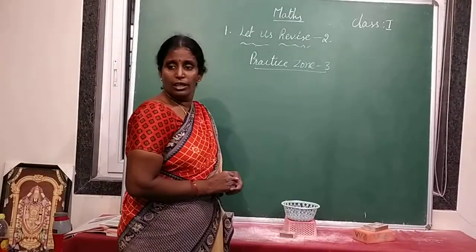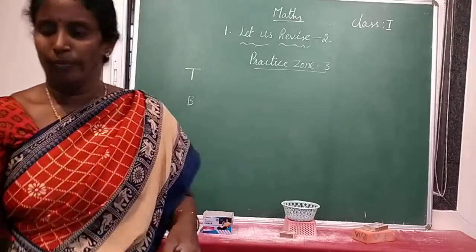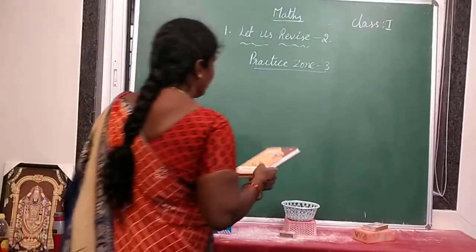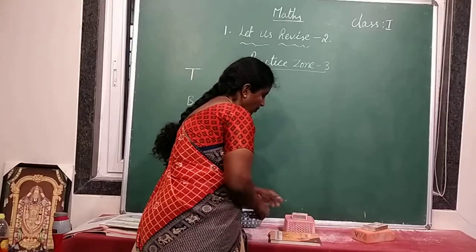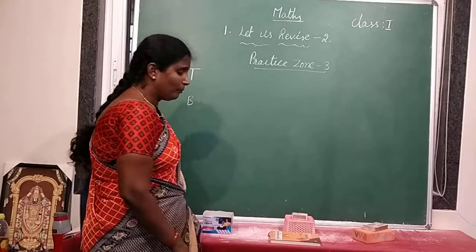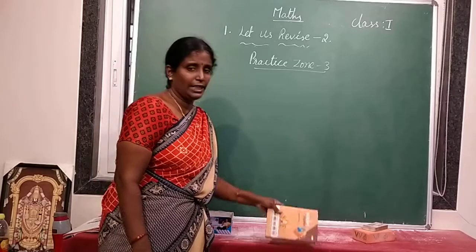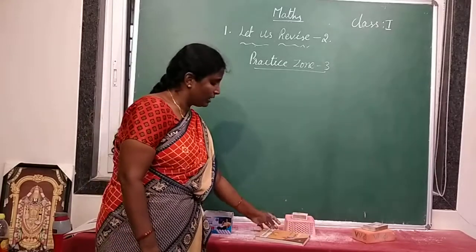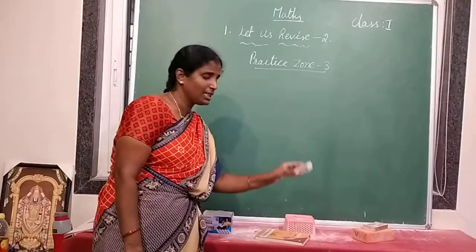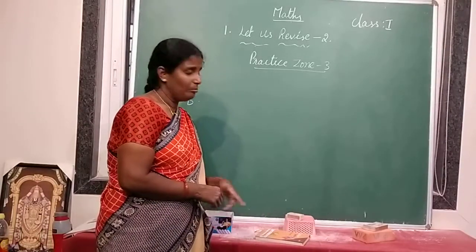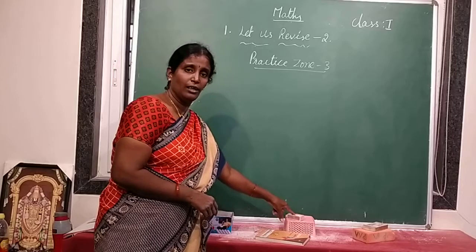And one more example. This is a book. So now I am keeping it like this. Now which is at the bottom? Yes, it is at the bottom. This diary book is at the bottom and this matchbox is at the top.